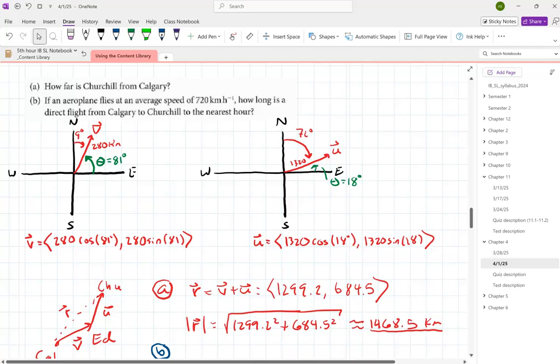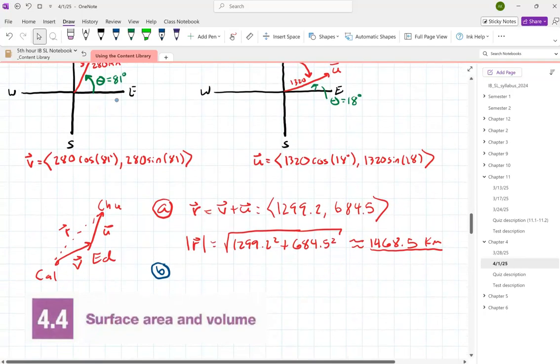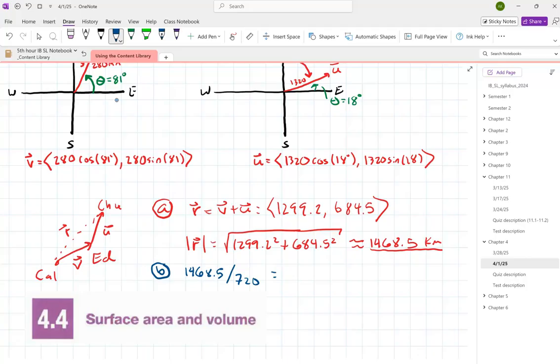Part B then says if the airplane flies at an average speed of 720 kilometers per hour, how long does a direct flight take? So I'm just going to take that answer and divide it by 720.